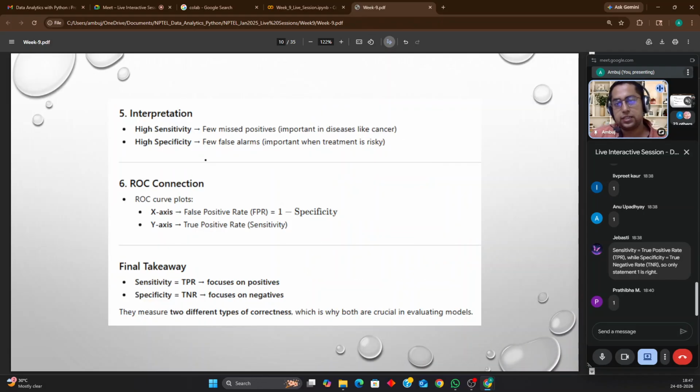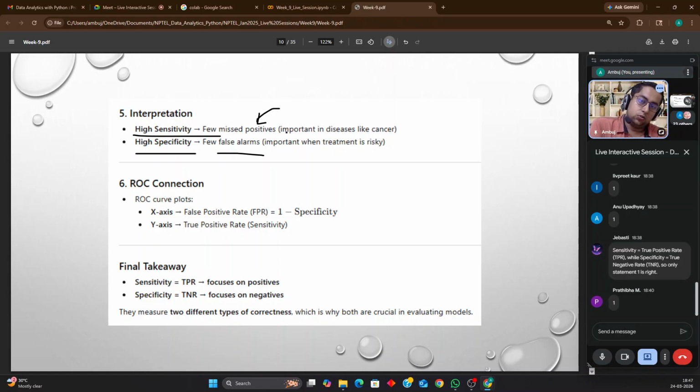What is the interpretation? If a model is having high sensitivity, it means it is having few missed positives. If it is having high specificity, it is having few false alarms. So it is important when treatment is risky.